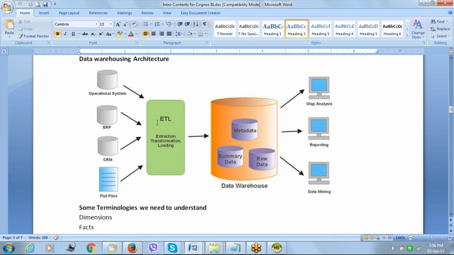We have concepts called normalization, first normal form, second normal form, third normal form, star schema, snowflake, and multiple other logics and concepts which help to save the data easily. So that is one concept.